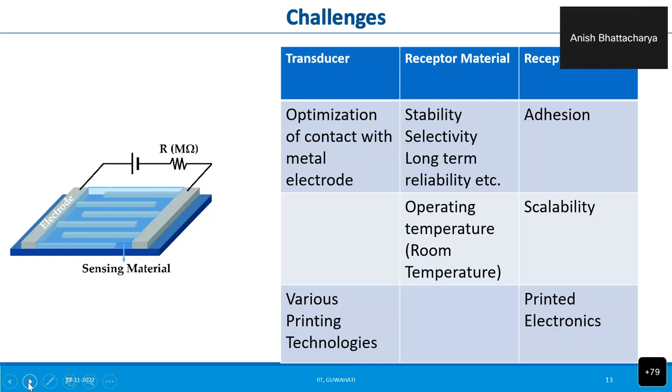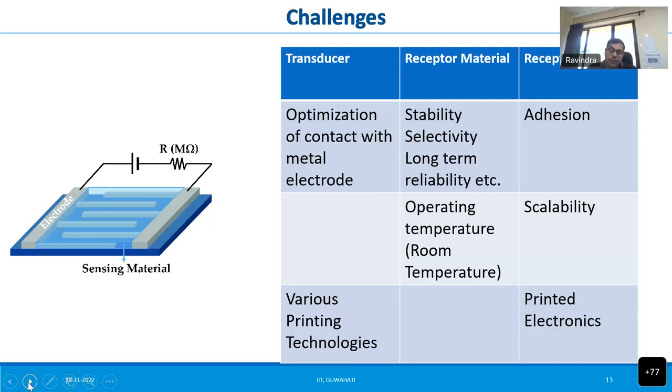But it will hamper your sensing properties. The ethyl cellulose that you have added is hampering your sensing properties, because it has gone into the electrode, not the receptor. That is kind of an awkward thing for you: you have not added anything to the receptor material, yet your sensor's performance has decreased. Then for receptor material, you might already know that we are facing challenges on stability.